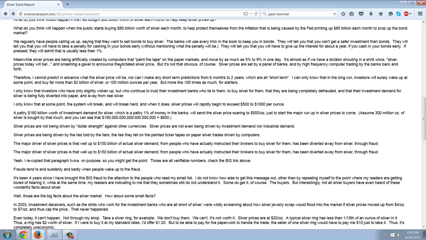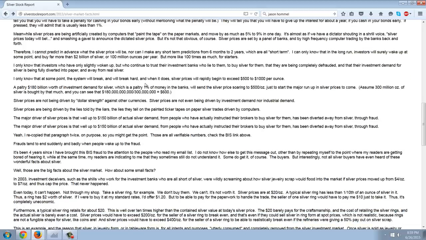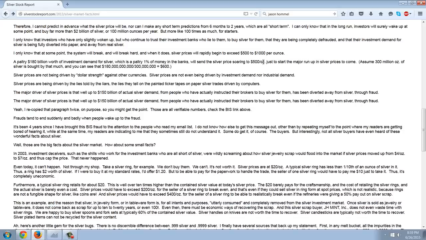Silver prices are set by a panel of banks and high-frequency computer trading by the banks back and forth. Therefore, I cannot predict in advance what the silver price will be, nor can I make any short-term prediction from 6 months to 2 years, which are all short-term. I can only know that in the long run, investors will surely wake up at some point and buy far more than the $2 billion of silver or 100 million ounces per year, but more like 100 times as much for starters.